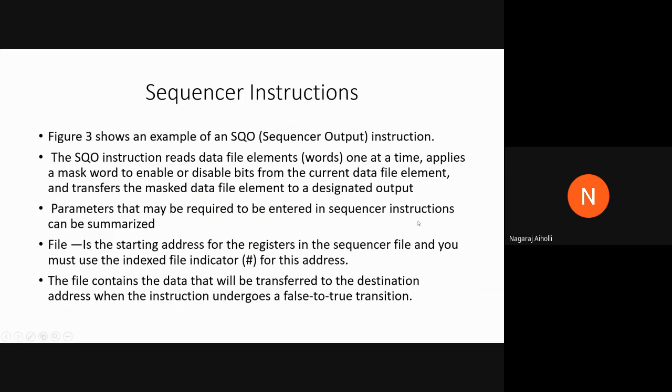Parameters that may be required to be entered in sequencer instructions are as follows. First is the file. This is the starting address for the registers in the sequencer file. The sequencer file's starting address is provided by this file. The file contains the data that will be transferred to the destination. When the instruction goes from false to true, the data is transferred from the sequencer file to the destination.